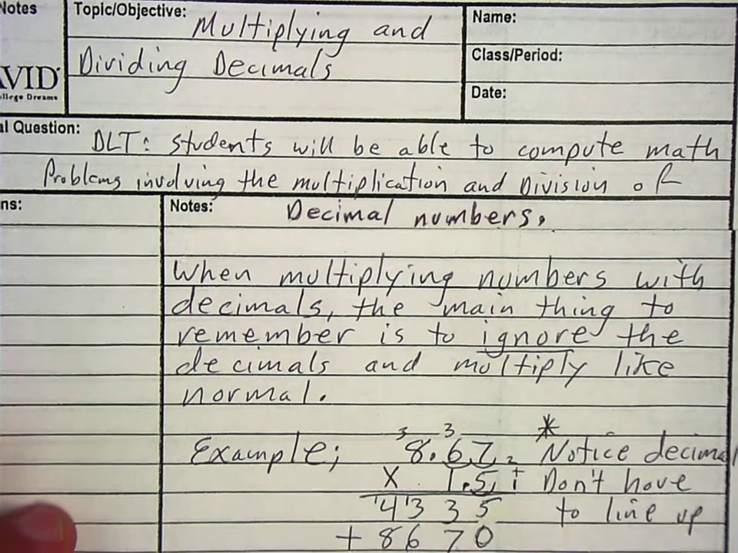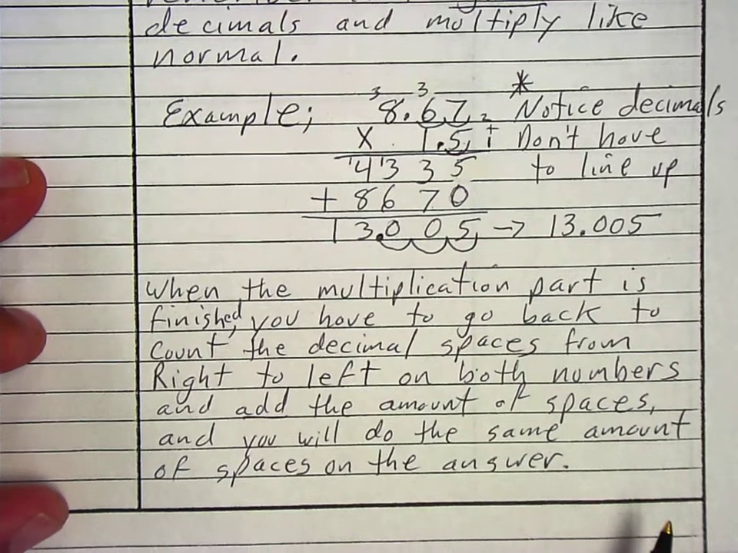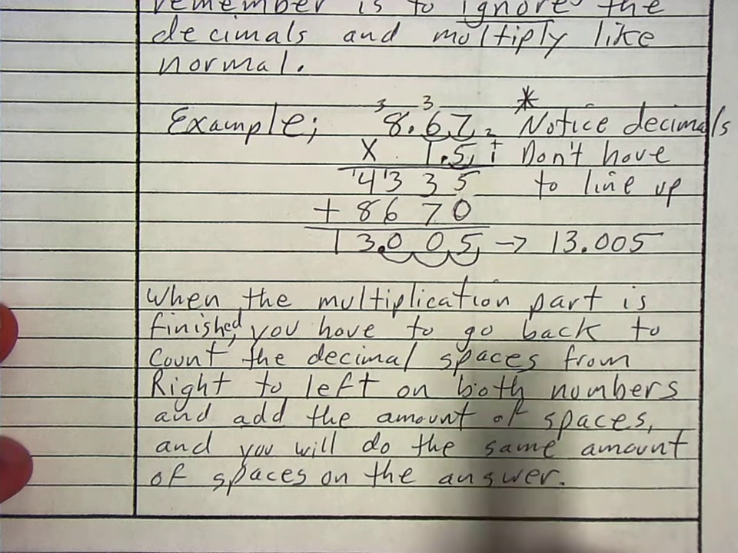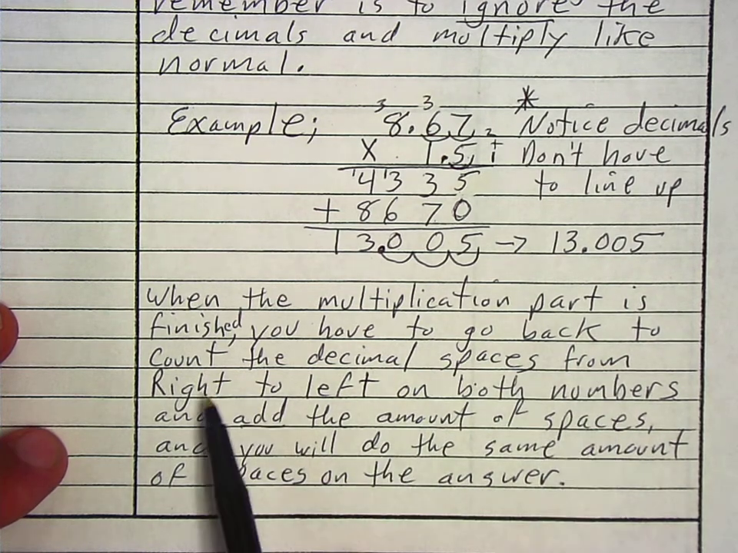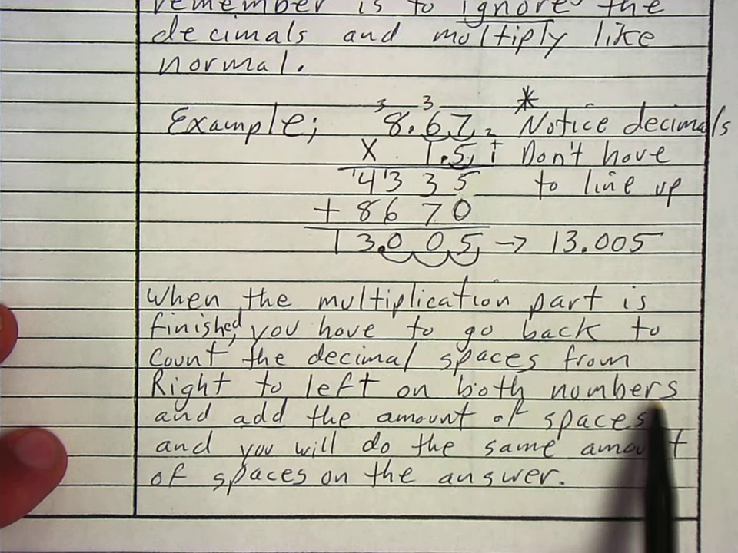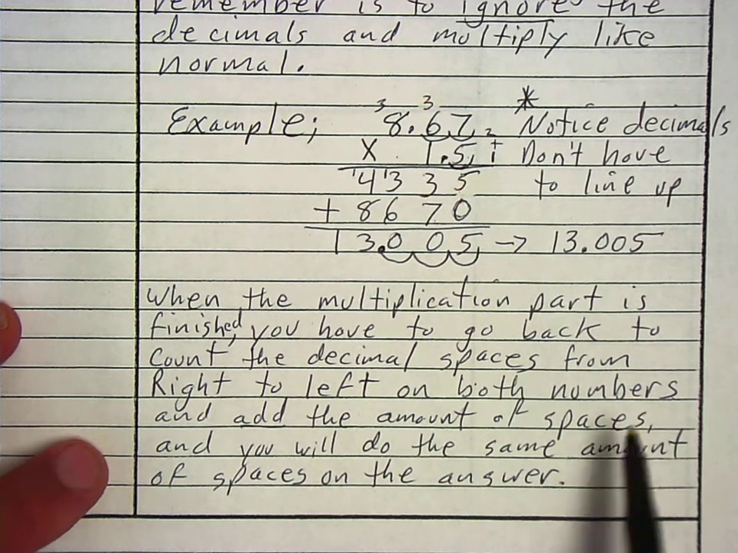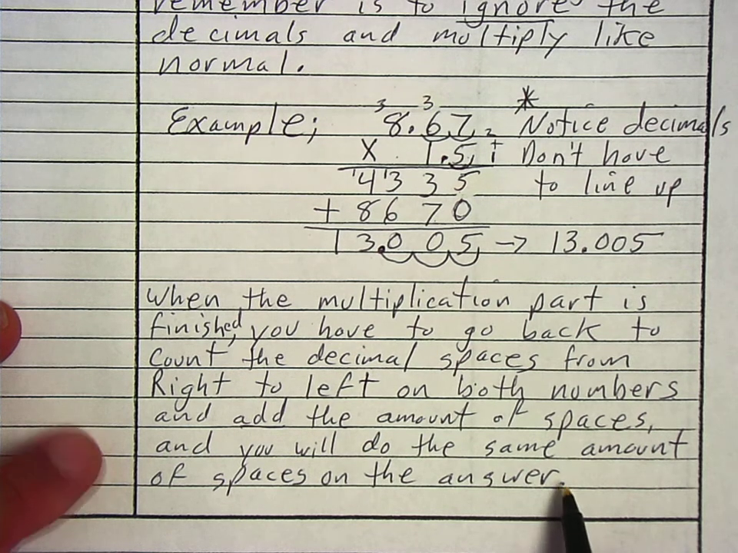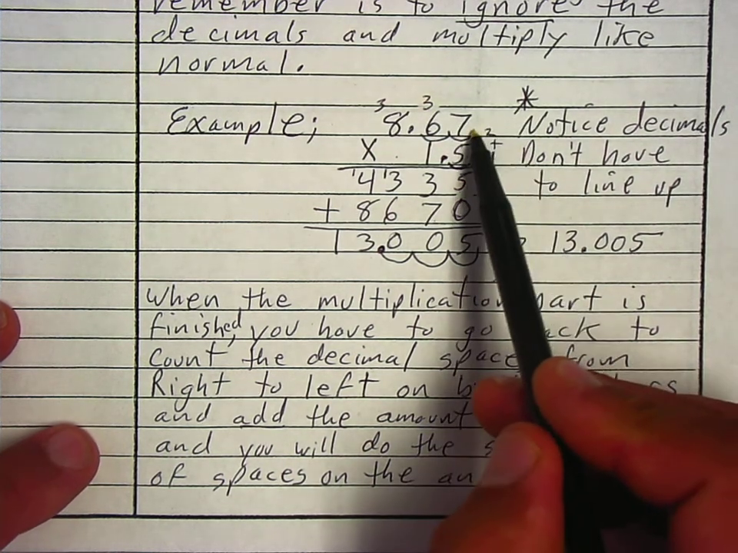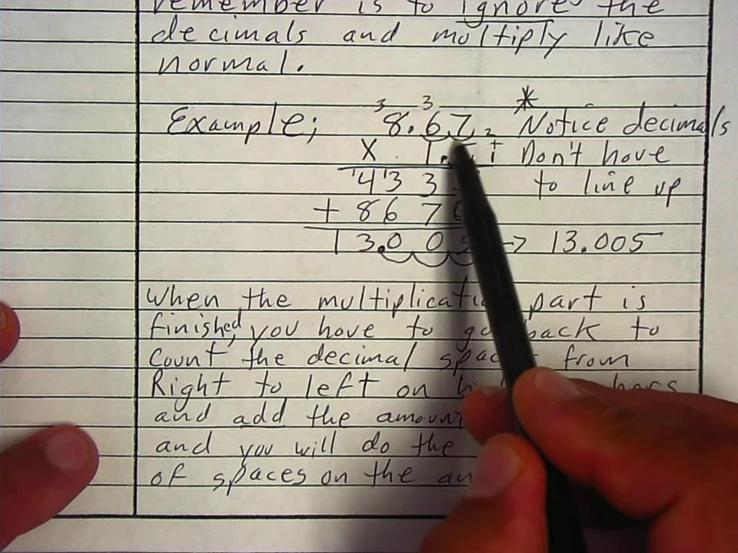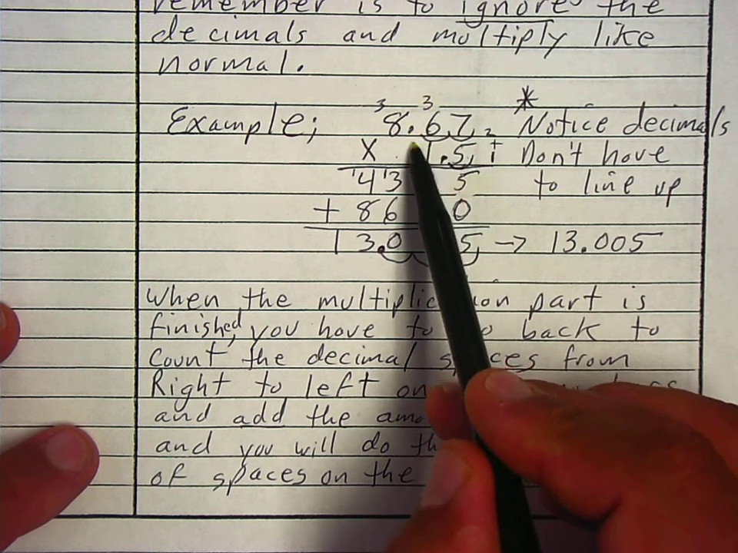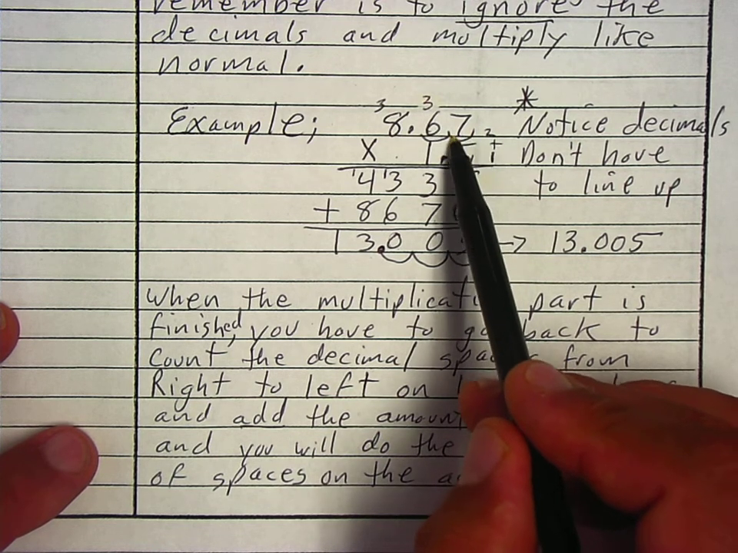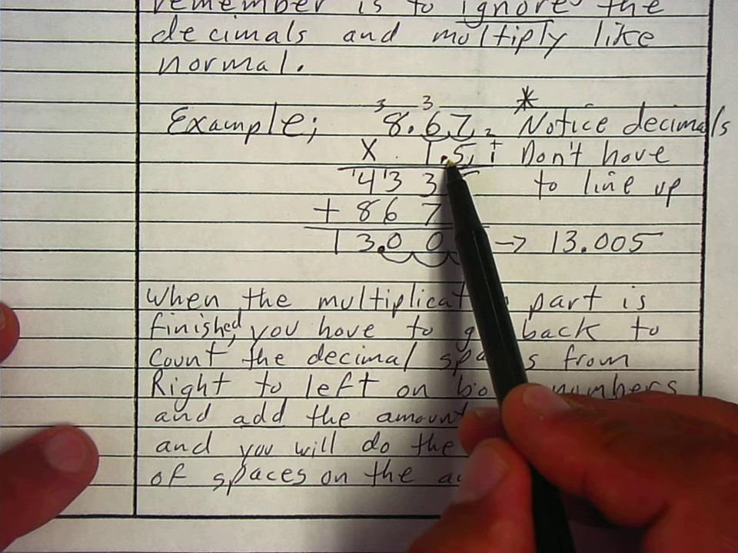Now, when the multiplication part is finished, you have to go back and count the decimal spaces from right to left on both numbers and add the amount of spaces. And you will do the same amount of spaces on the answer. As you can see here, if you count from the right to the left, you count 2 spaces to get to the decimal, and then one space to get to the decimal. In total, 1, 2, plus this one is 3 spaces.